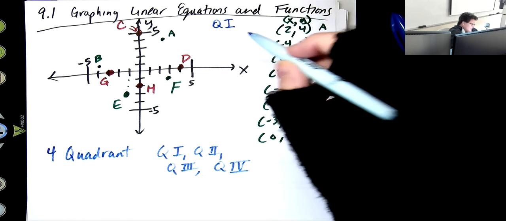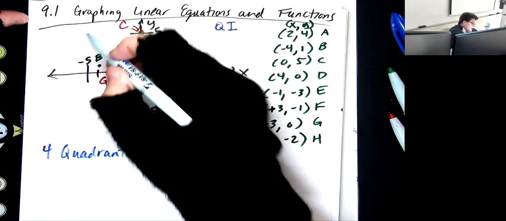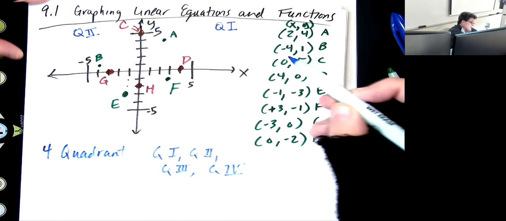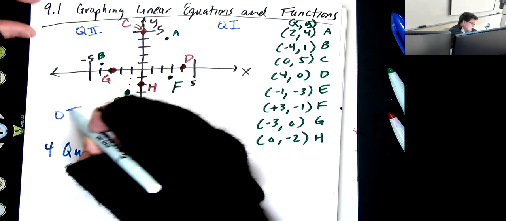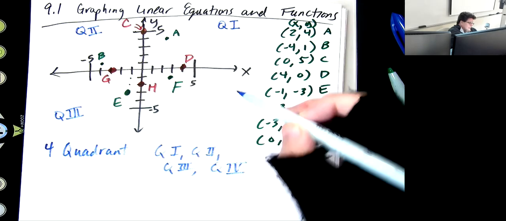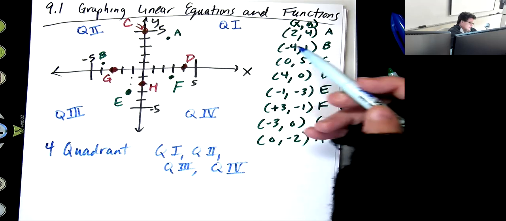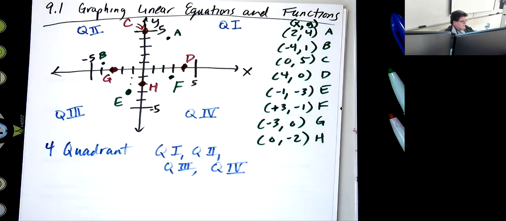And then we go counterclockwise, we go backwards. Q2 is over here. Q3 is down here, quadrant 3. And quadrant 4 is over here. Quadrant 1.